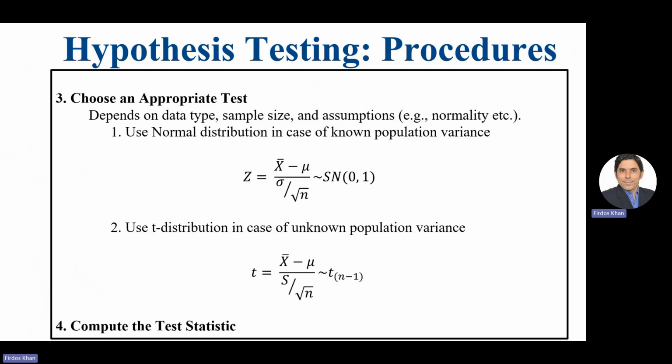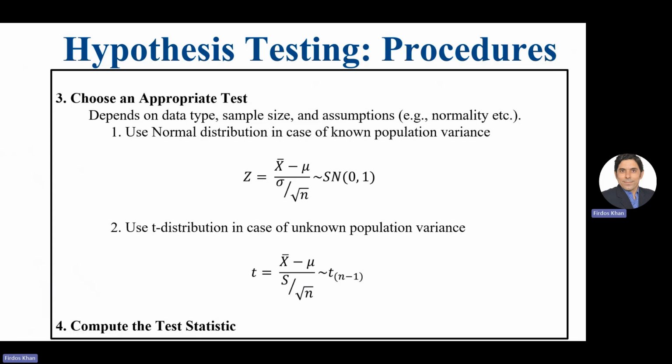But there is one more thing: if the population variance is known, then we need to use the z test, and if the population variance or standard deviation is unknown, then we use the t test. So the z test looks like this: x bar minus mu divided by sigma divided by square root n, and that is standard normally distributed with zero mean and variance 1. Similarly, the t-test looks like x bar minus mu divided by s, that is the sample standard deviation, divided by square root n, and this has a t distribution with n minus 1 degrees of freedom.